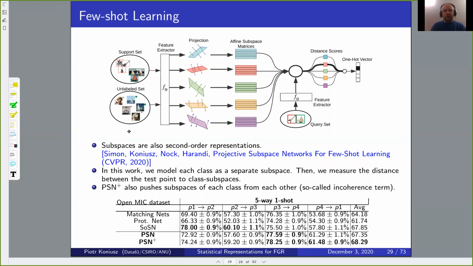And then, of course, we also tried second order pooling, or its equivalent, using subspaces to represent an aggregate of images per class, rather than computing second order pooling on descriptors per image, which also worked very nicely. PSN obtained very good results, and this PSN plus is a variant where we push subspaces per class away from each other, which performed even better.